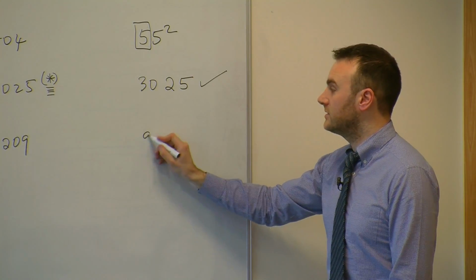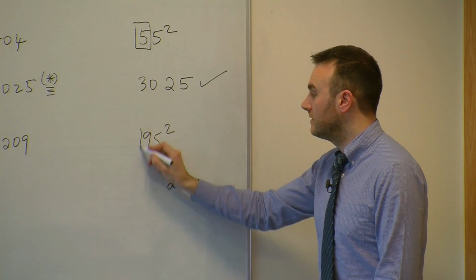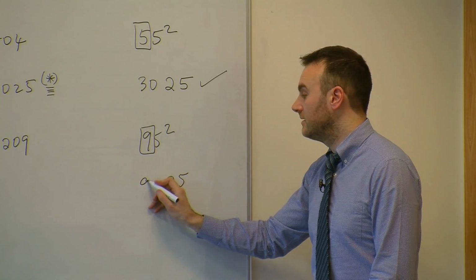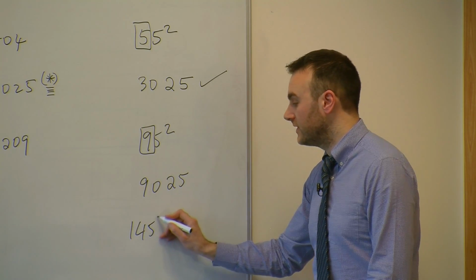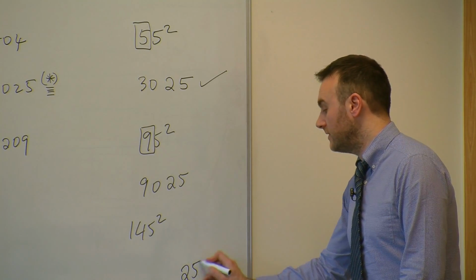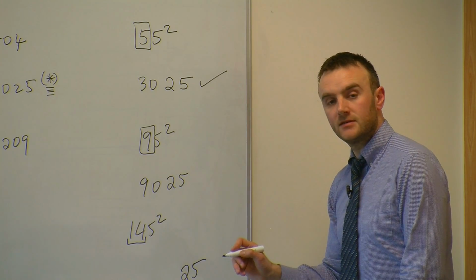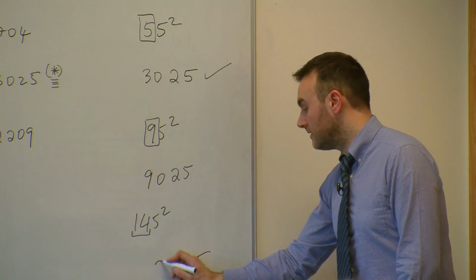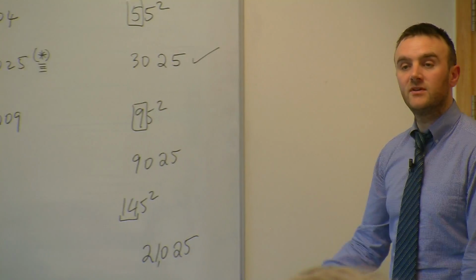So tell me about 95 squared. What does it end in? 25. Take the 9, square it, you get 81, and add 9, you get 90. So it's 9025. What about 145 squared? It ends in 25. Square the 14, you get 196, and add 14 to 196, I get 210. So 145 squared quickly is 21,025.